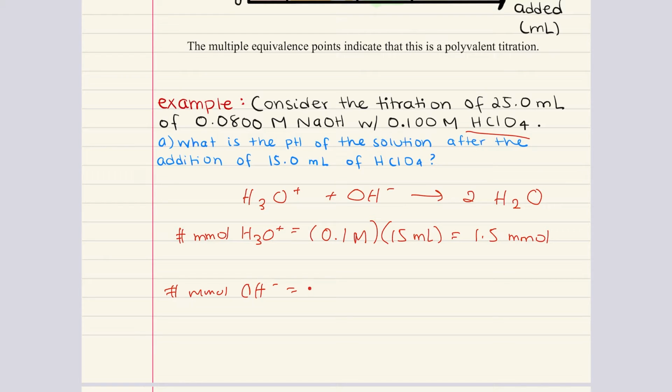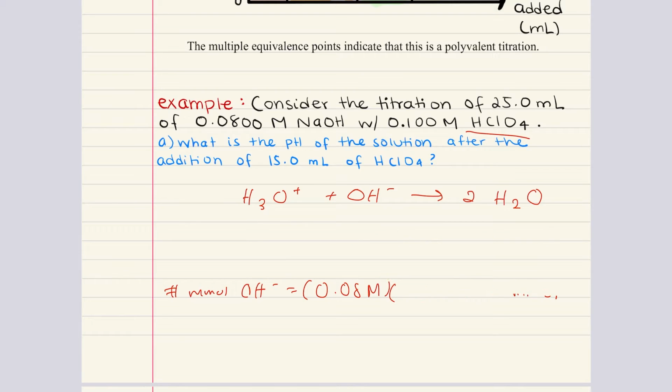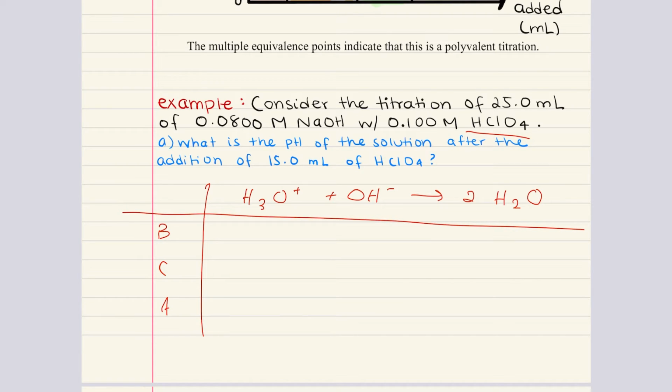What about for the hydroxide ions? Our concentration is 0.08 molar, and our volume is 25 milliliters, and this gives us an answer of 2 millimoles. Now that we have that, we can go ahead and set up our BCA table. BCA: B stands for before reaction, C for change, A for after reaction. We just calculated that we have 1.5 millimoles of hydronium ions and 2 millimoles of our hydroxide ions.